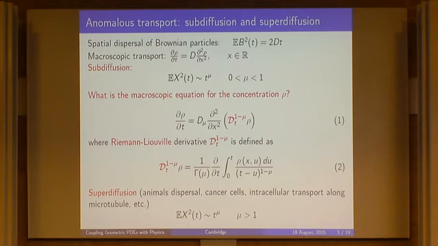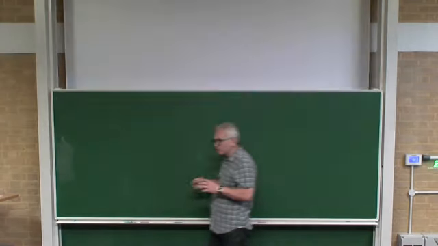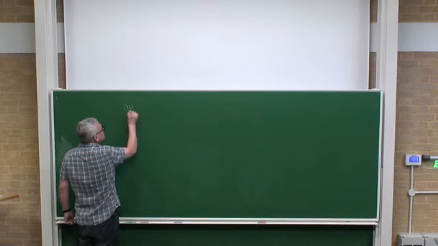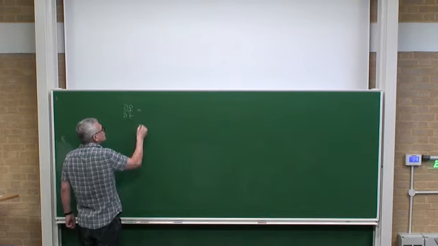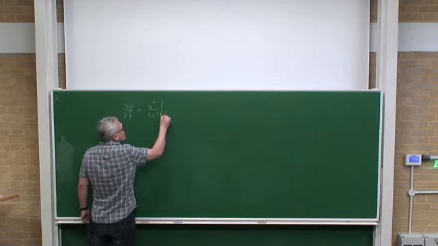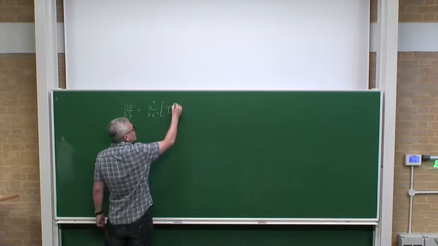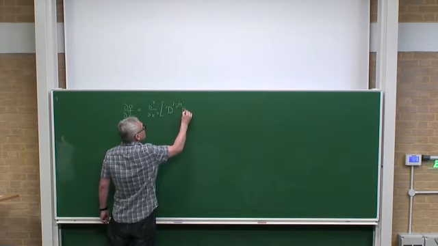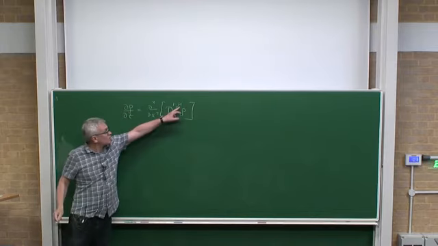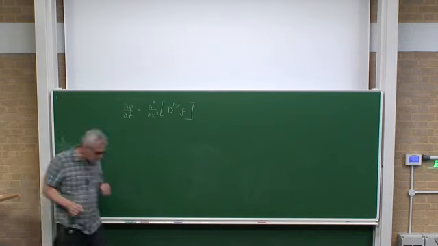For example, why is it non-trivial? If I write down the standard fractional equation for the rho, like this one, it involves, of course, a second derivative operator, and inside we have this fractional operator, 1 minus mu, acting on rho. Mu is the anomalous exponent. This is a very important parameter, so please remember.